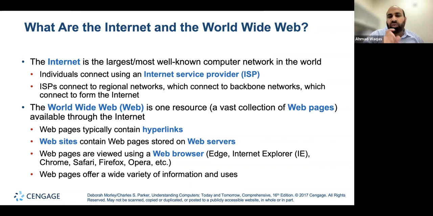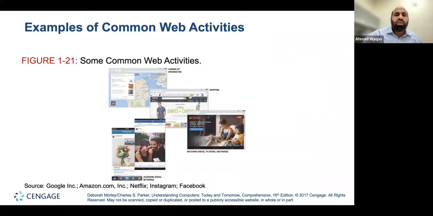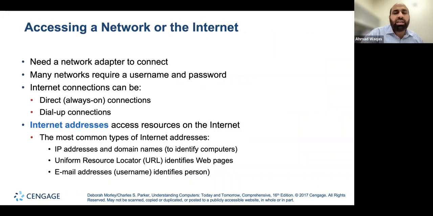The World Wide Web is one resource, a vast collection of web pages available through the internet, right? Web pages typically contain hyperlinks. A website is a collection of web pages that are stored on web servers. Web pages are viewed using a web browser. We all know that many web browsers are available. Web pages offer a wide variety of information, and there are many activities that we perform using the web browser to access web pages and websites.